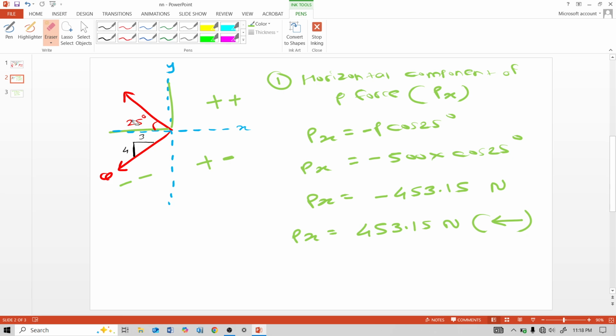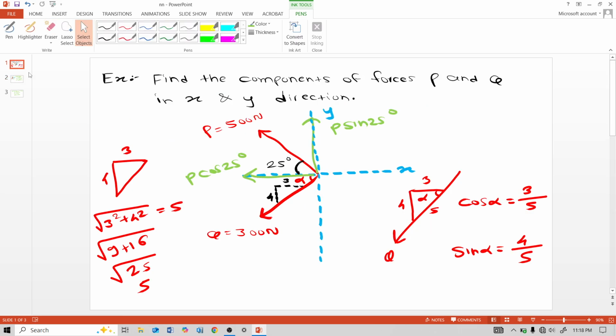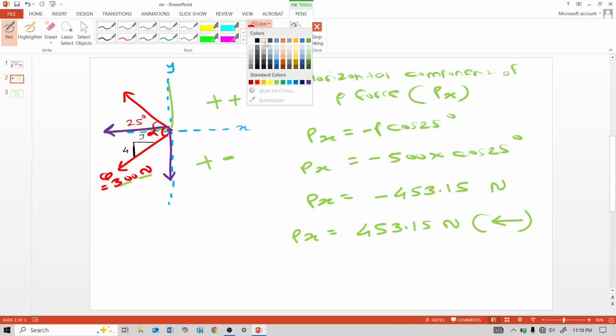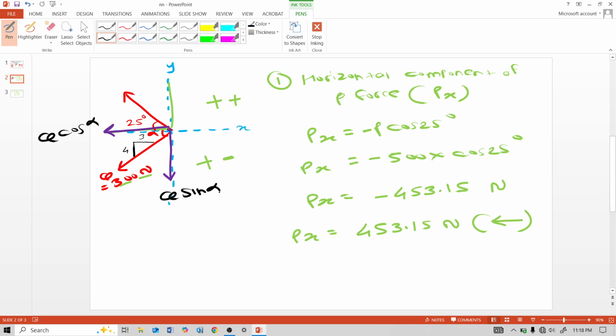So this Q force, I think it is 300 Newton. This is 300 Newtons. And how to resolve this Q force? Just see here, perpendicular, it will resolve like this, and we assume that here angle alpha. So near to angle alpha, it will be cos. So Q cos alpha, and it will be Q sine alpha.